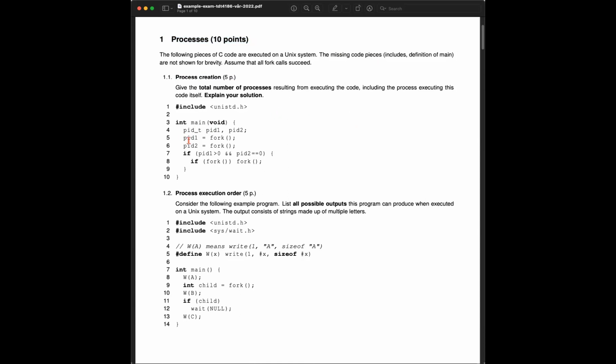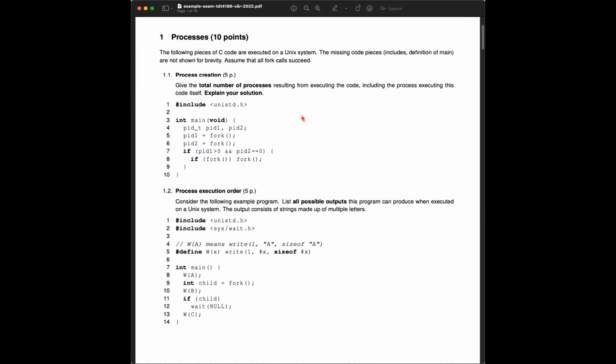Here we have a typical task doing forks and more forks and even more forks. Here you have to build the process tree in your head, and maybe on a piece of paper. The question is how many processes in total result from executing the code, including the process itself that we show here. Let's start at first, and you should be able to explain it. So which process forks which one? Maybe you can give example process IDs or something like this.